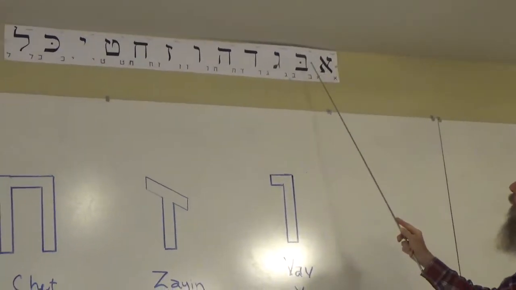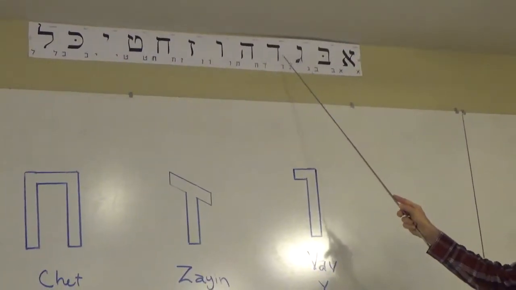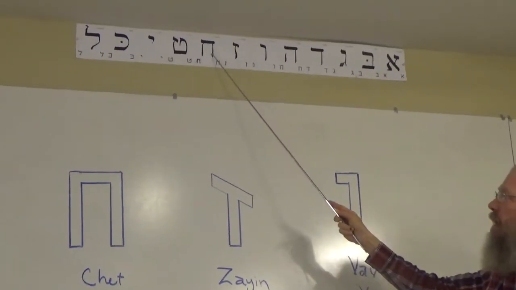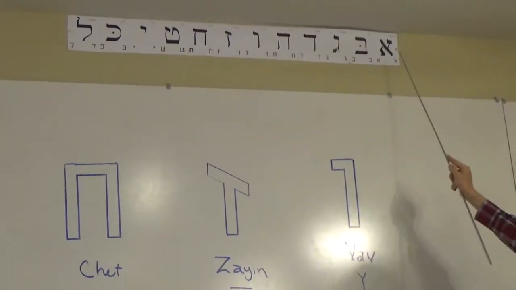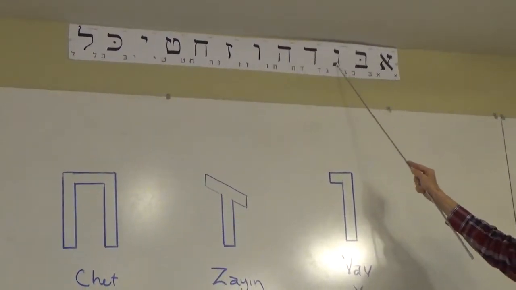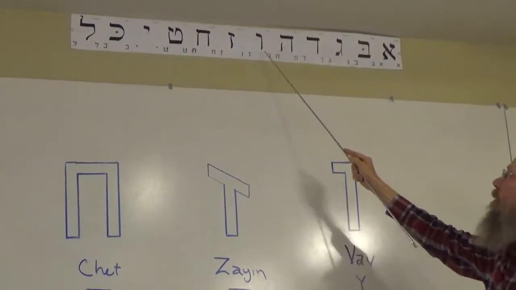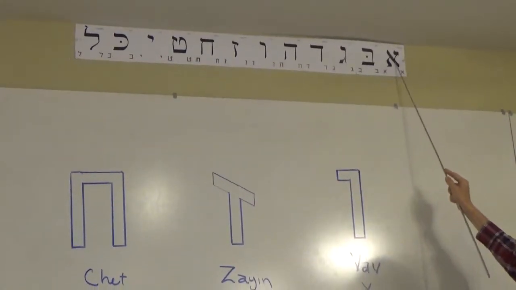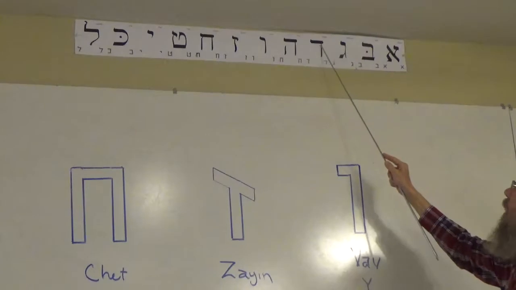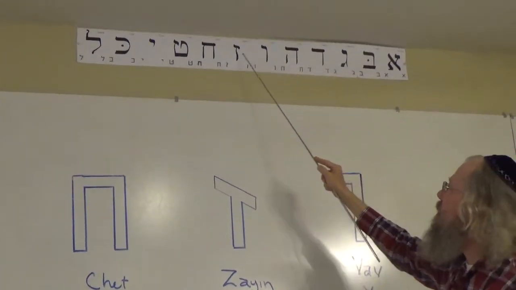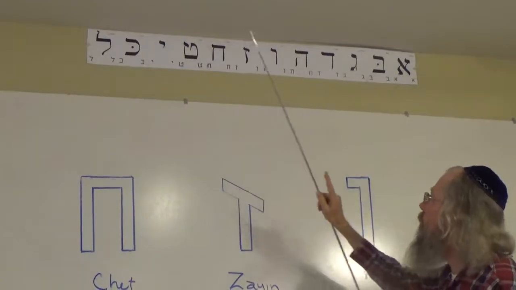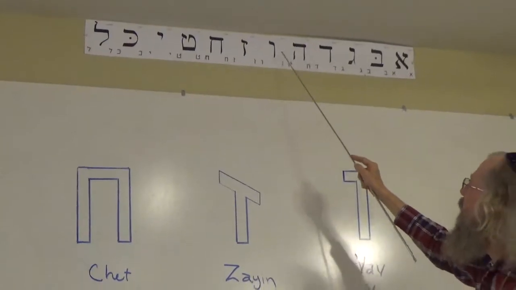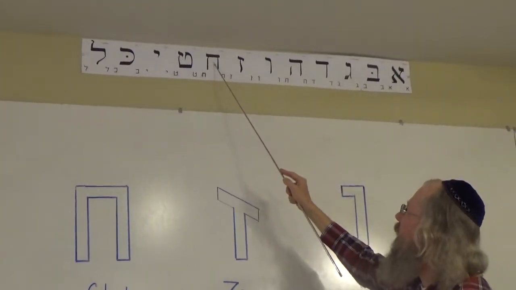Ready? Aleph, Bet, Gimel, Dalet, He, Vav, Zayin, Chet, Tet. Again. Aleph, Bet, Gimel, Dalet, He, Vav, Zayin, Chet, Tet.